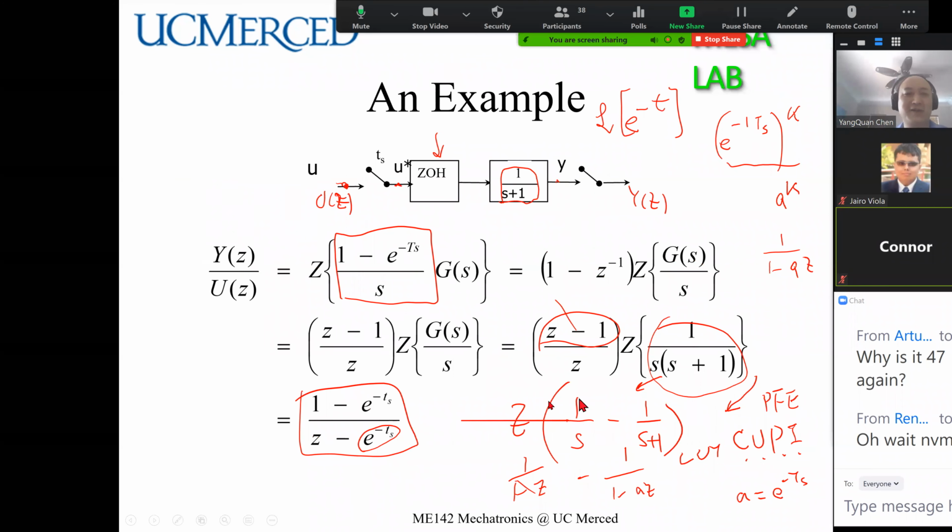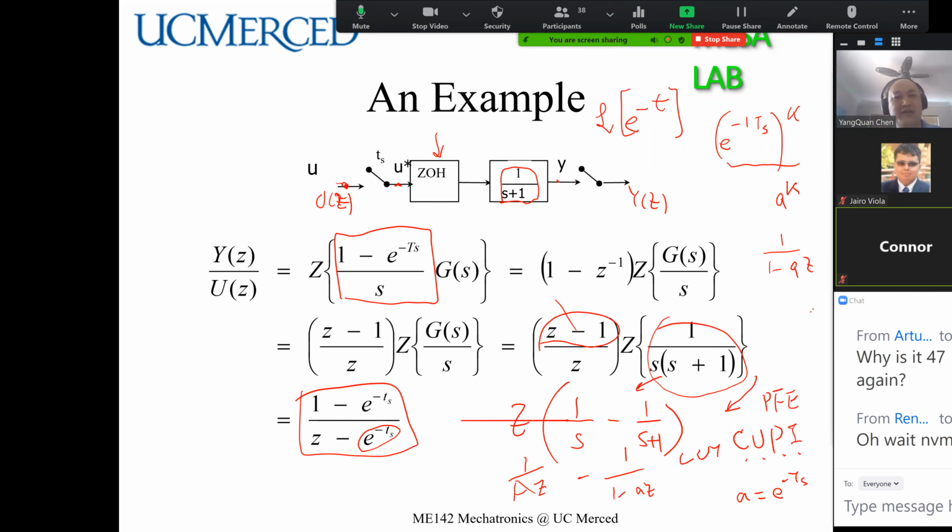So let's see the example. This is the example for your quiz. You should put it in your quiz. So the ZOH transfer function is this, and then G of S. So it will become G of S divided by S. G of S over S is this one, right? And you have Z minus 1 divided by Z.